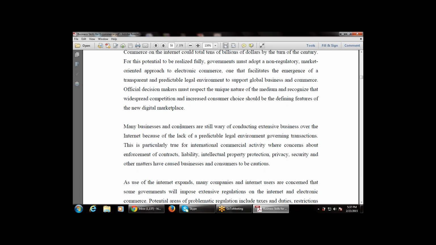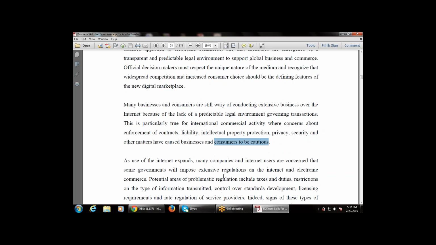Many businesses and consumers are still wary of conducting extensive business over the internet because of the lack of a predictable legal environment governing transactions. This is particularly true for international commercial activity, where concern about enforcement of contracts, liability, intellectual property protection, privacy, security and other matters have caused businesses and consumers to be cautious.